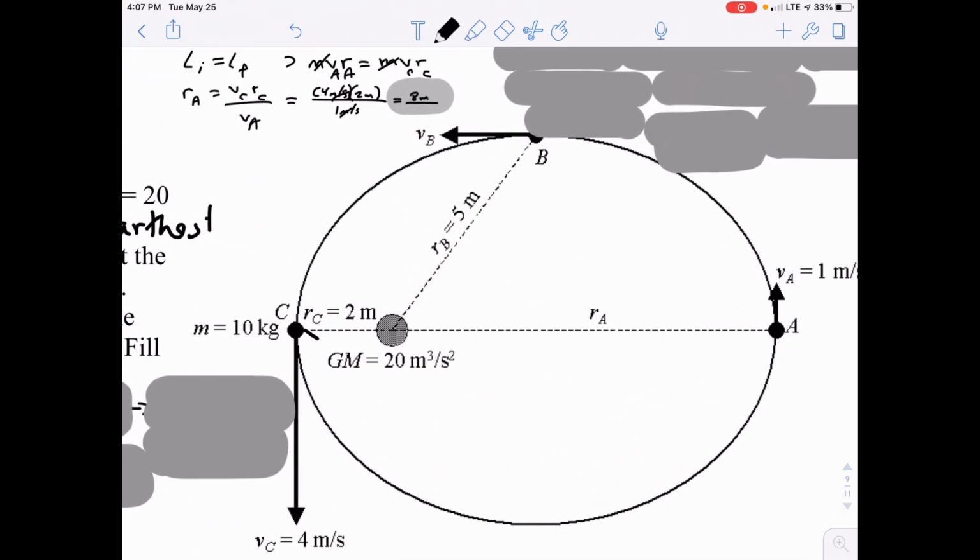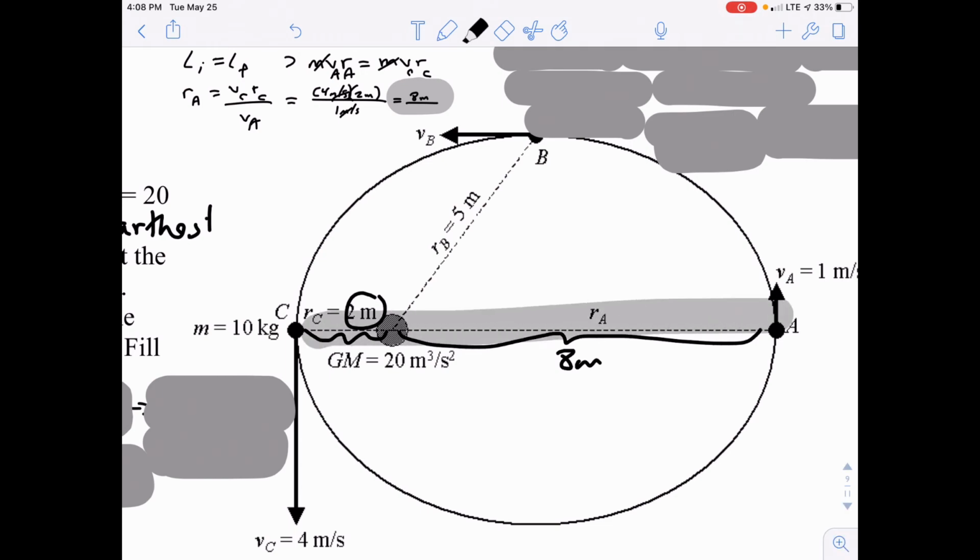So this is 2 meters right here. This right here would be 8 meters. Which means 2 plus 8 is 10 all the way across. So if the whole thing is 10 all the way across, this is cutting what looks to be the halfway point. So that would be at about 5 meters right there.